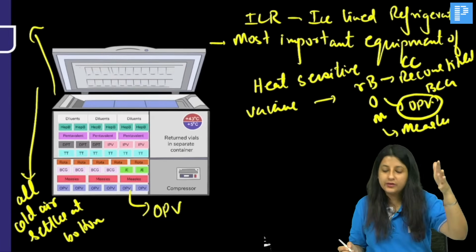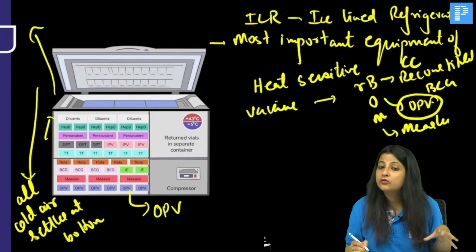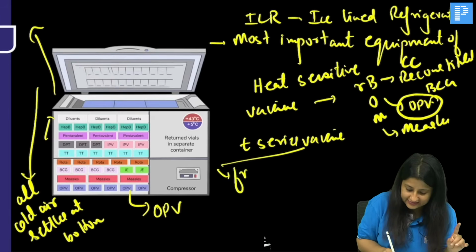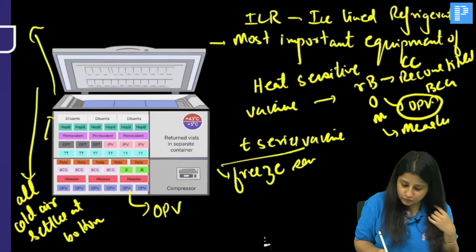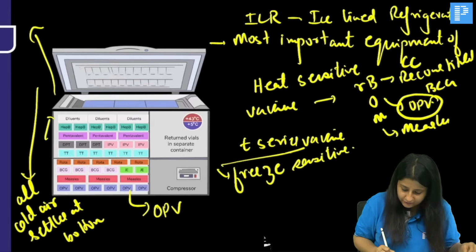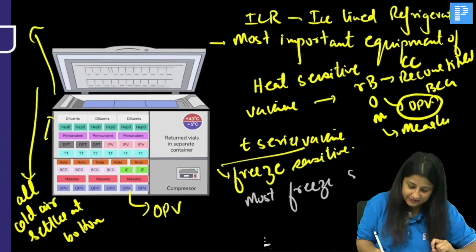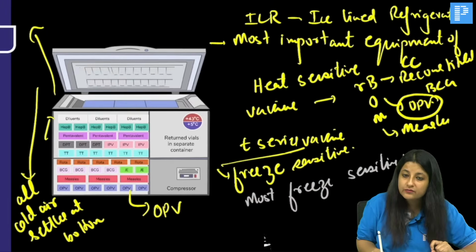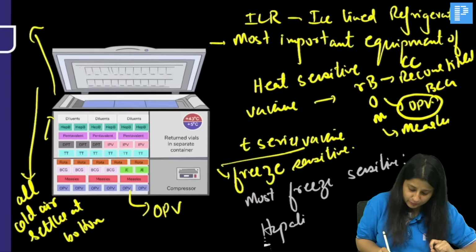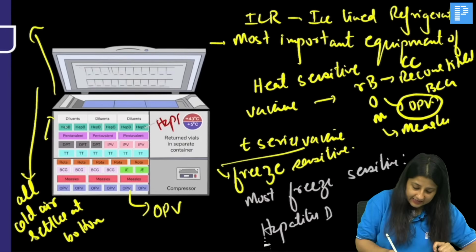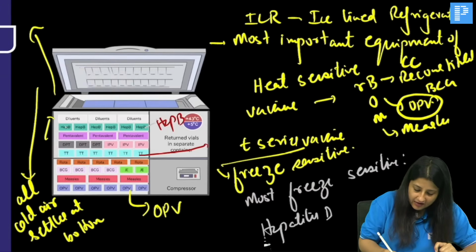And what are you going to keep towards the topmost parts? You're going to keep the T series vaccines. T series vaccines are freeze sensitive, they get damaged quickly by cold. And the most freeze sensitive, everybody, we have to know this. Most freeze sensitive is hepatitis B. Therefore, at the topmost, I am going to place Hep B. Another question, what is placed at the heart of ILR?